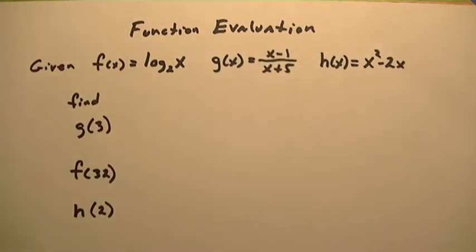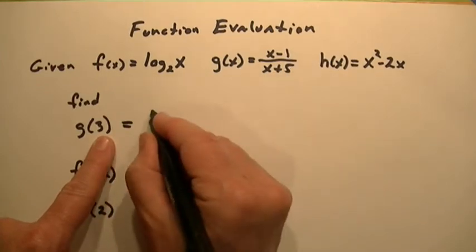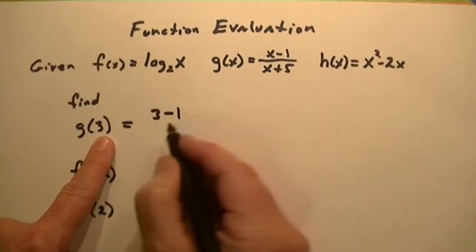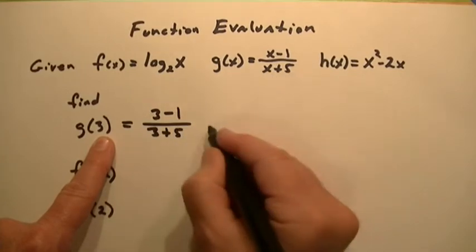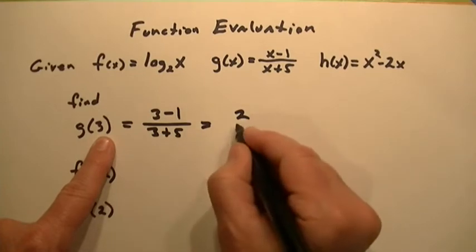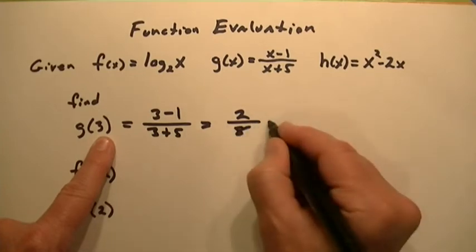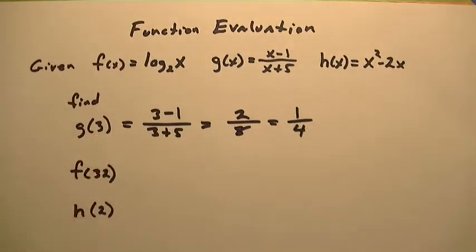So this says use the g function and put a 3 in wherever you see an x. Simple enough. Here's our g function: 3 minus 1 instead of x minus 1, 3 plus 5 instead of x plus 5. 3 minus 1 is 2, 3 plus 5 is 8, that simplifies to 1/4. That's all there is to it.